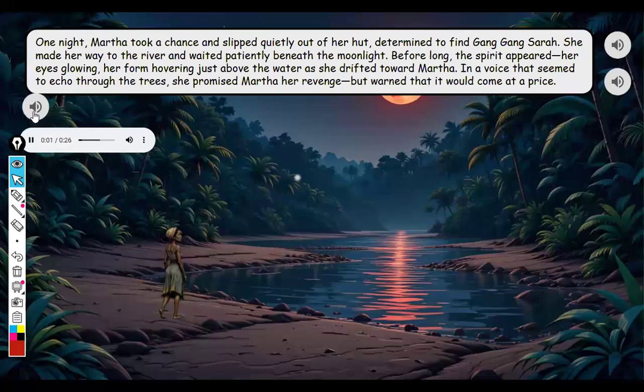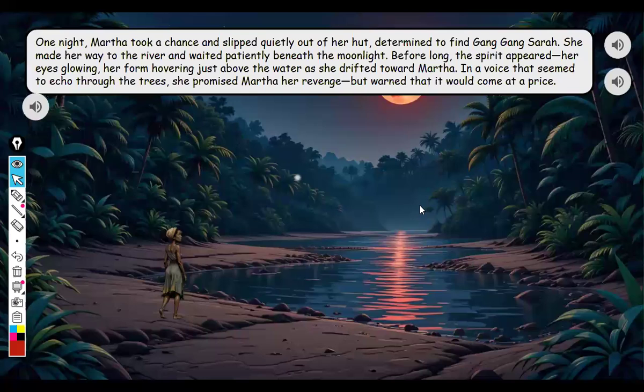One night, Martha took a chance and slipped quietly out of her hut, determined to find Gangang Sarah. She made her way to the river and waited patiently beneath the moonlight. Before long, the spirit appeared, her eyes glowing, her form hovering just above the water as she drifted toward Martha. In a voice that seemed to echo through the trees, she promised Martha her revenge, but warned that it would come at a price.